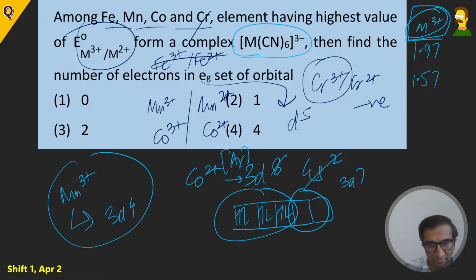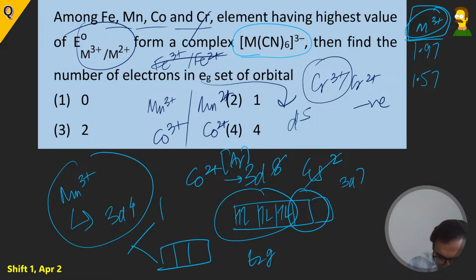But cobalt में there are 7 electrons. Now those 7 में से 6 will go to the lower one, which is T2G. I'm running out of space a little bit, but ठीक है, let's do that. Because this is one important. 1, 2, 3, 4, 5, 6, 7, 8. Number of electrons in the EG set of orbitals.